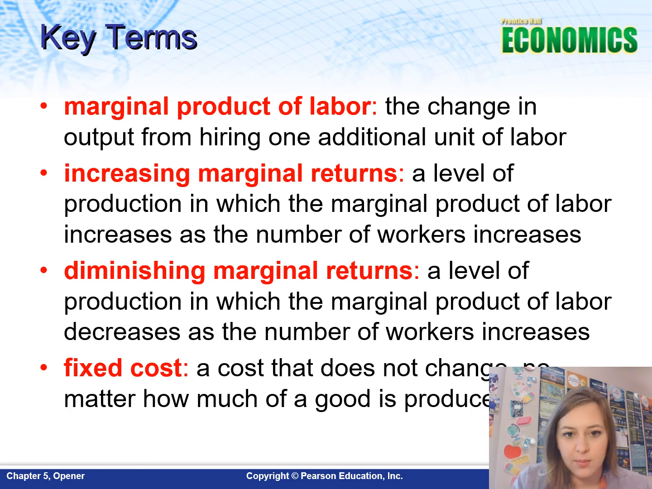So increasing marginal returns is the level in production in which the marginal product of labor increases as the number of workers increases. In other words, if you hire more people, then you can produce more. But eventually there's a level where the benefit of having more workers starts to diminish. We call that diminishing marginal returns.